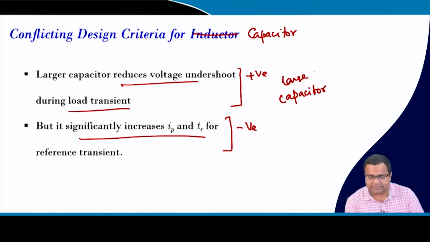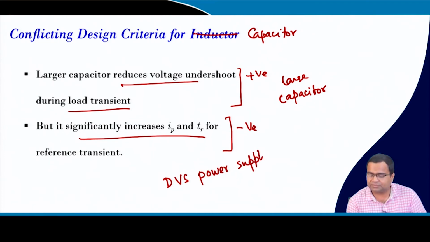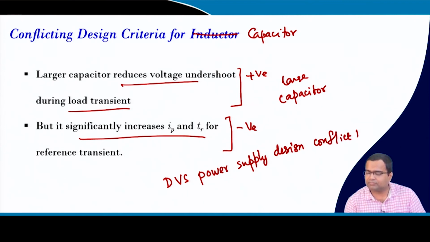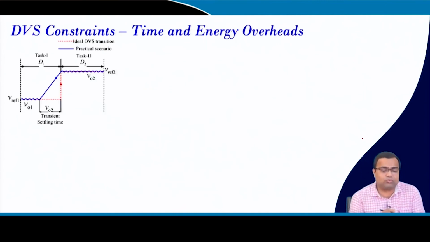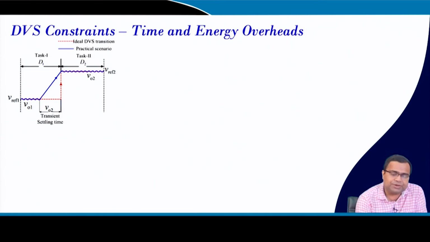So, if you take a large capacitor, that makes the DVS power supply design a design conflict. And because of this conflict, if you go to various processors like Intel, Qualcomm, the reference voltage we have to change from one to the other. So in practical reality, the kind of converters used take time to reach from one voltage to the other voltage.